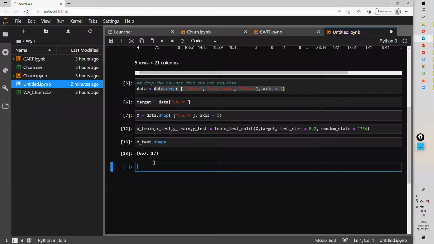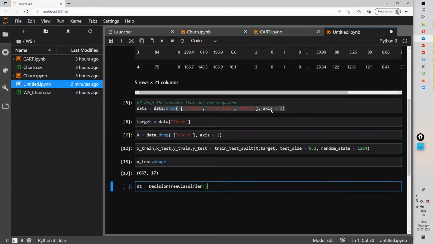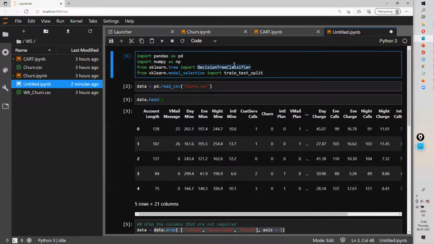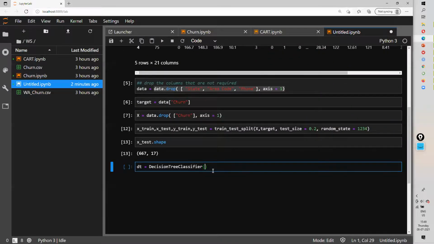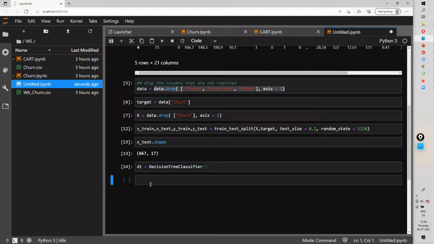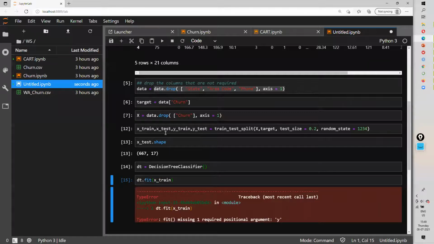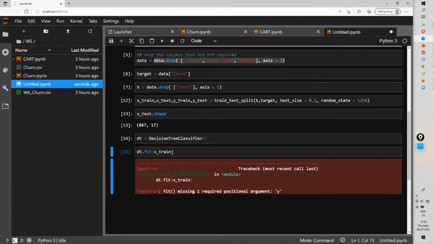Now let's try to train the model. Training the model is something done like this. Decision tree classifier, we have called this function at the top. Now we are saying, hey, decision tree classifier, we are initializing it. Now for this, we will try to pass the data. This is done with a statement called fit. Now for this, we will say x_train, comma, y_train.